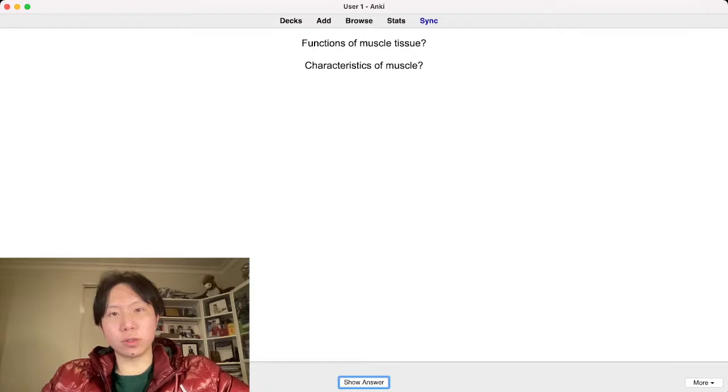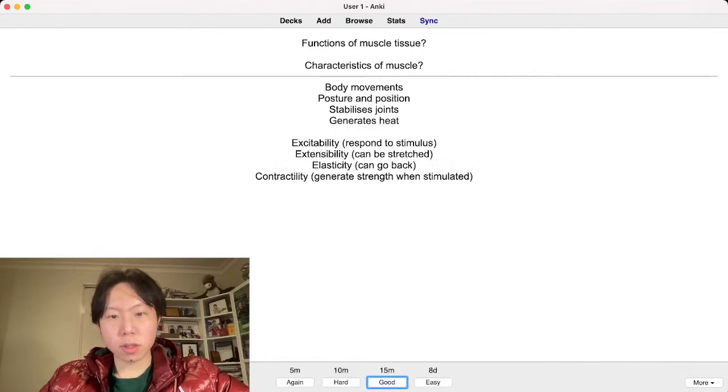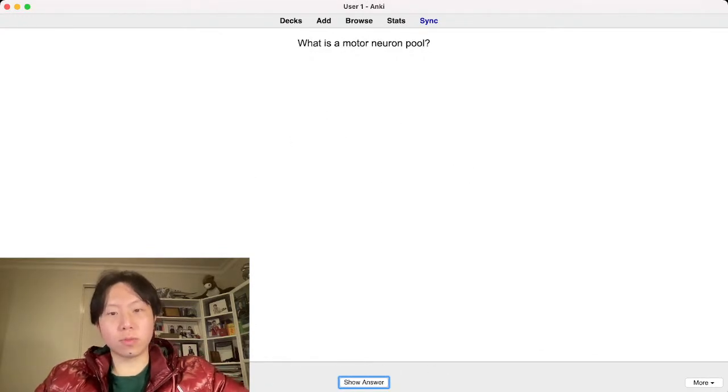Functions in muscle tissue. I think temperature is the only one I don't know. Characteristics: elasticity, contractility, all of that. I think that's very important. Motor neuron pool is all the motor neurons that innervate a particular muscle.